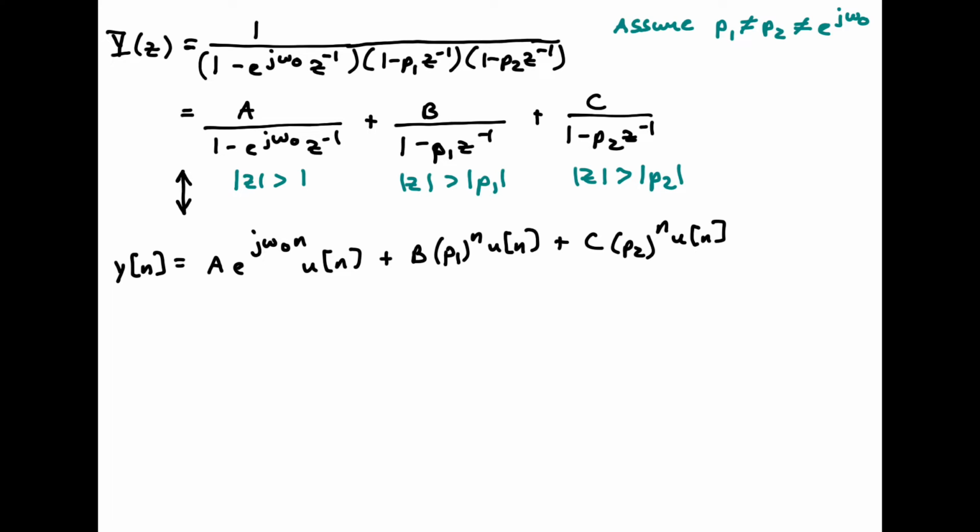So the result will be y[n] equal to a e to the j omega 0 n u[n] plus b times p1 to the n u[n] plus c times p2 to the n u[n]. And so that's our general solution. And again, depending on what we had for omega 0, p1, and p2, we would have numbers to plug in for a, b, and c.